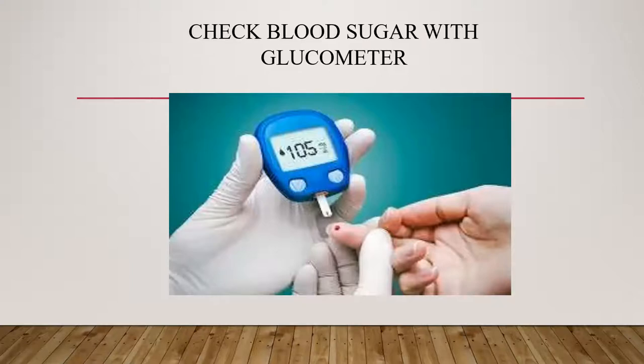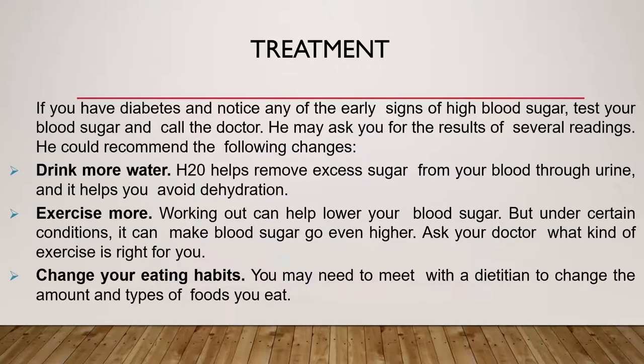Blood sugar with glucometer. Now how can we check our blood sugar? With the help of a glucometer. Nowadays, after corona, its use is very low. But when corona was at its peak, the glucometer was very famous in the market. Each and every person used a glucometer and an oximeter and all that stuff. So with the help of a glucometer, we can check our blood sugar level.